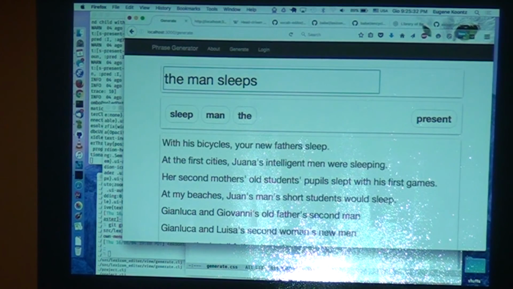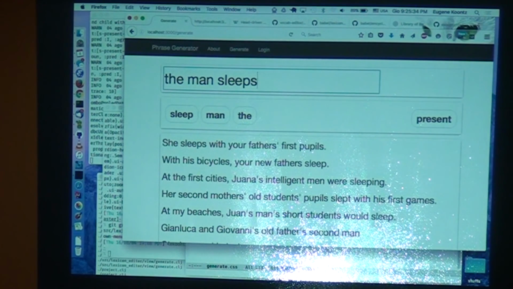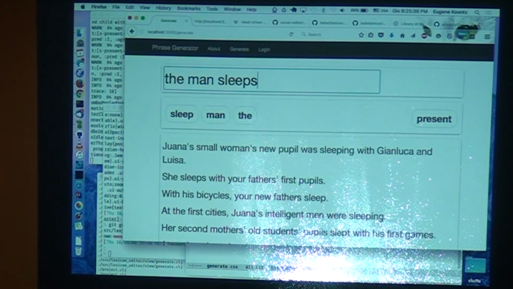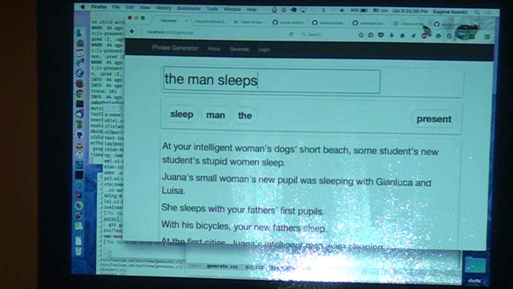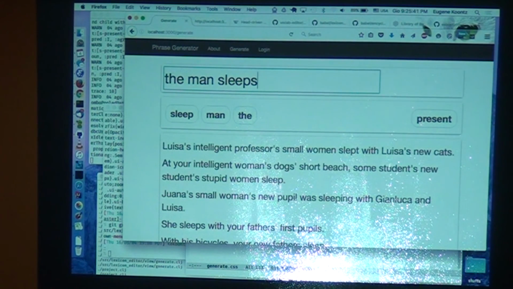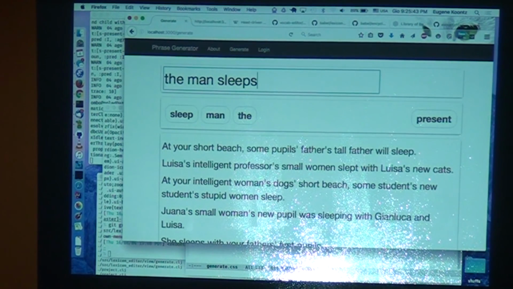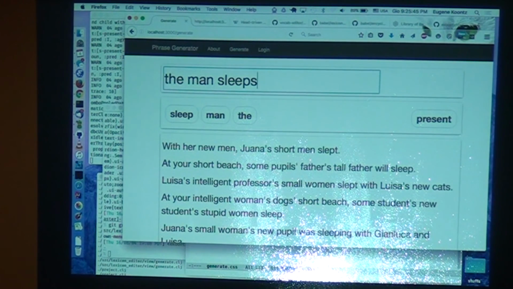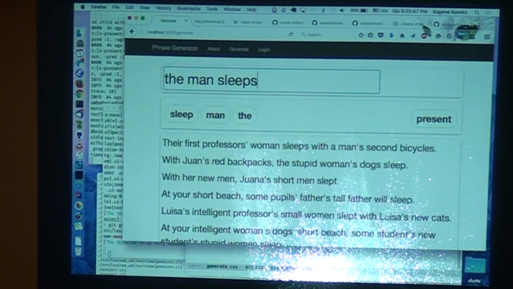Yeah, sleeps. It's ambiguous. Sleeps has many meanings in English.